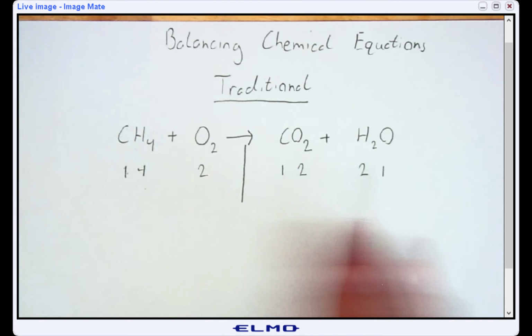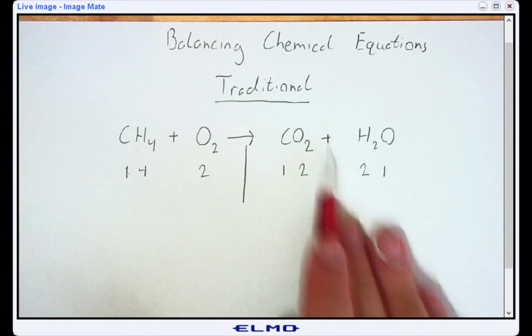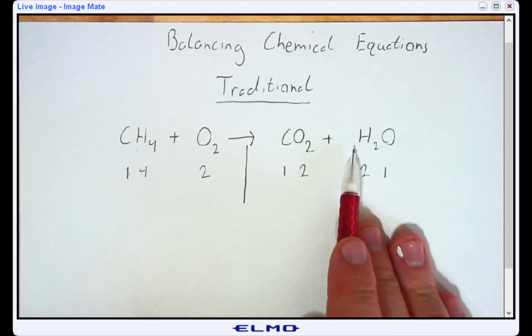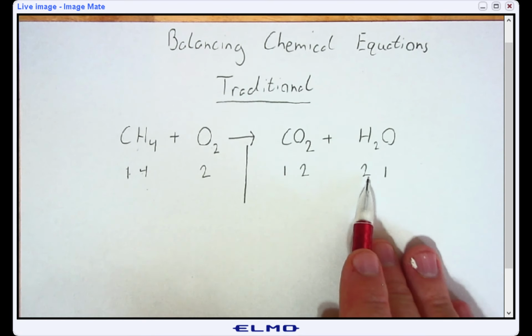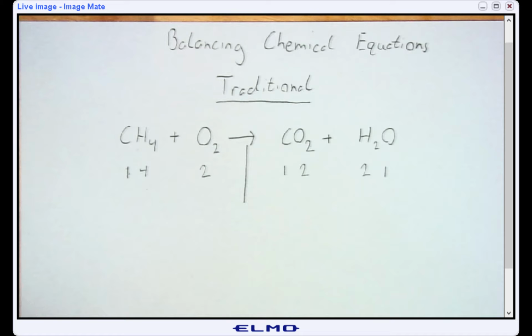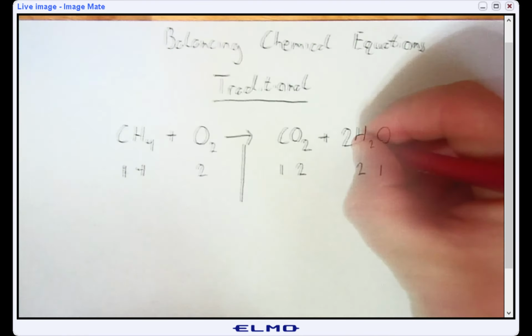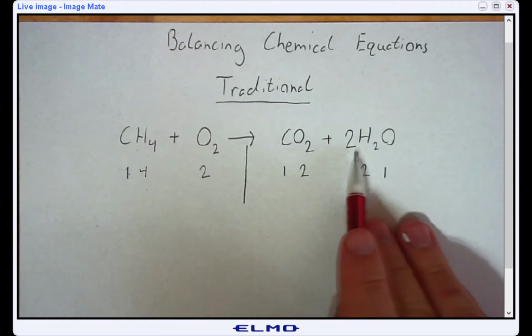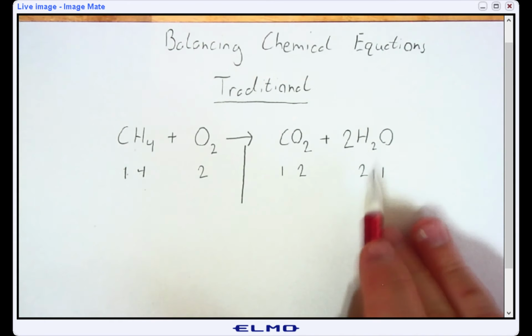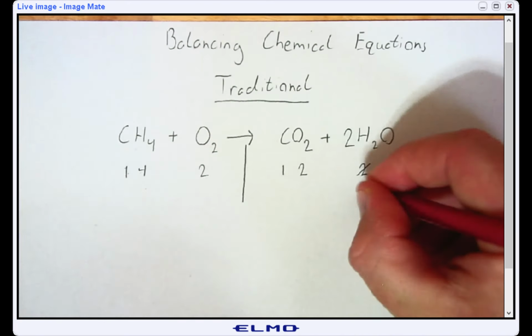It's already 4. But I have to put a number in front, a coefficient, a multiplier that will multiply this hydrogen to match the 4. Well, obviously, what times 2 gives you 4? 2 does. So I added that 2. Now 2 times 2 is 4.